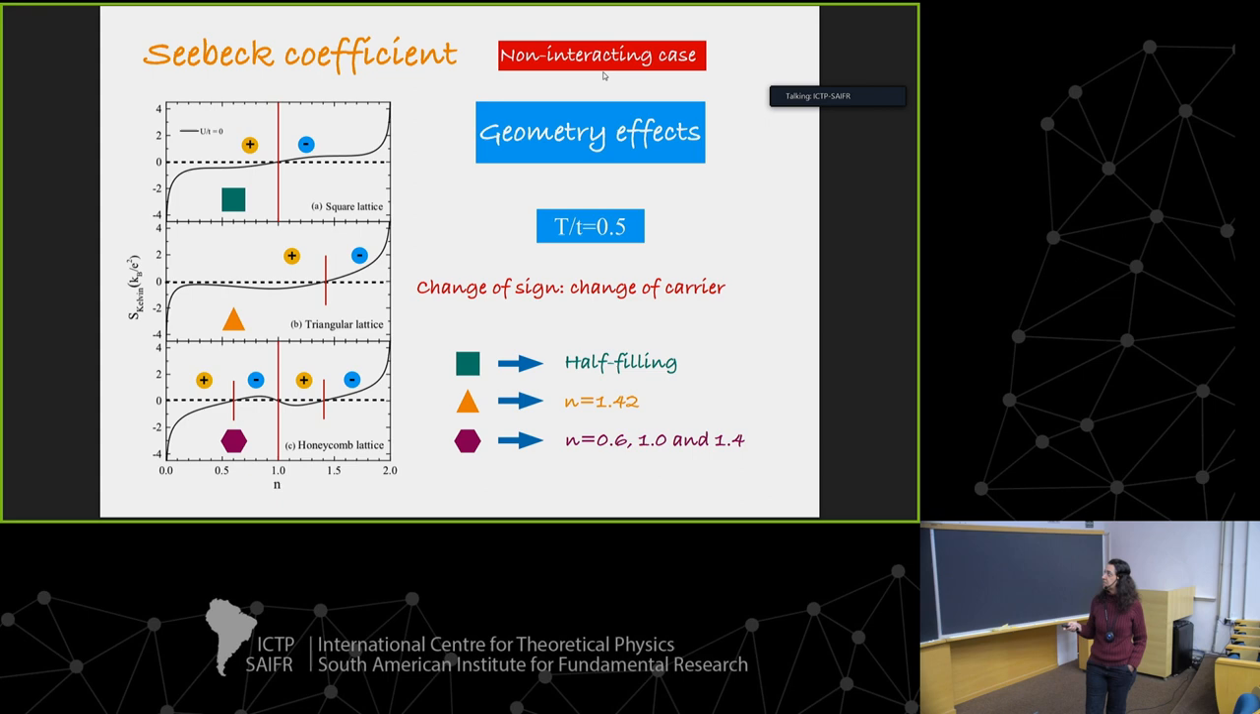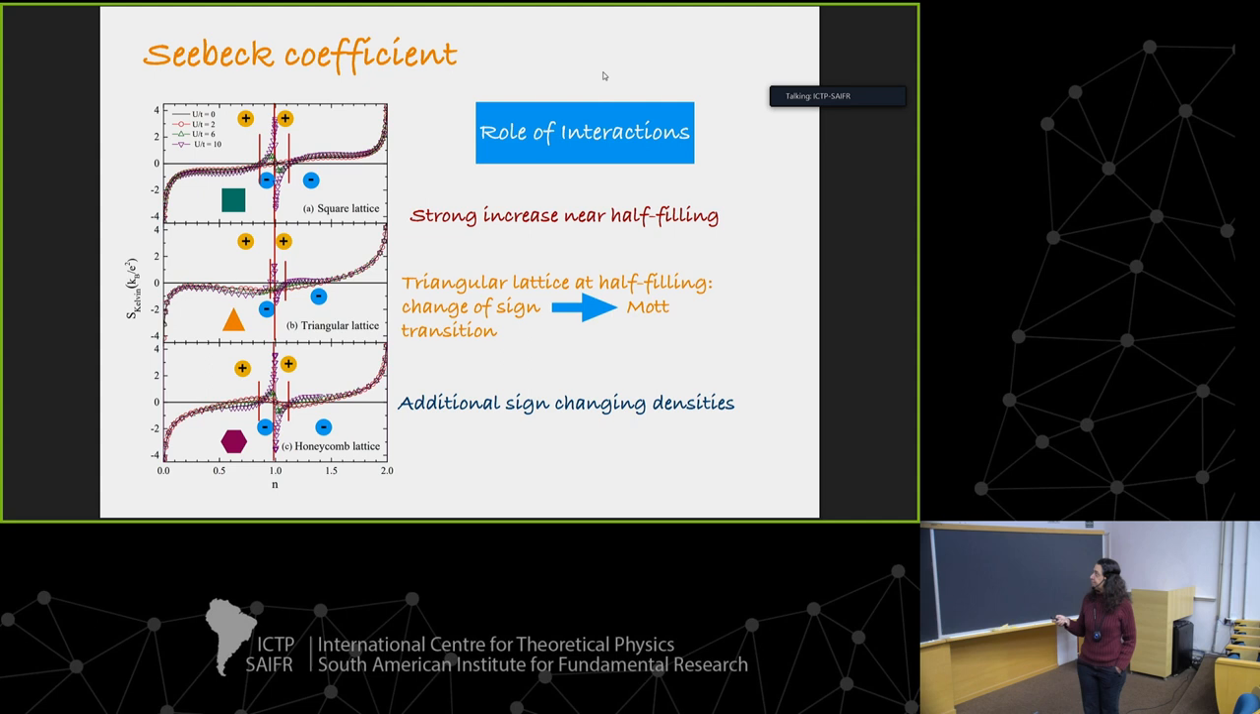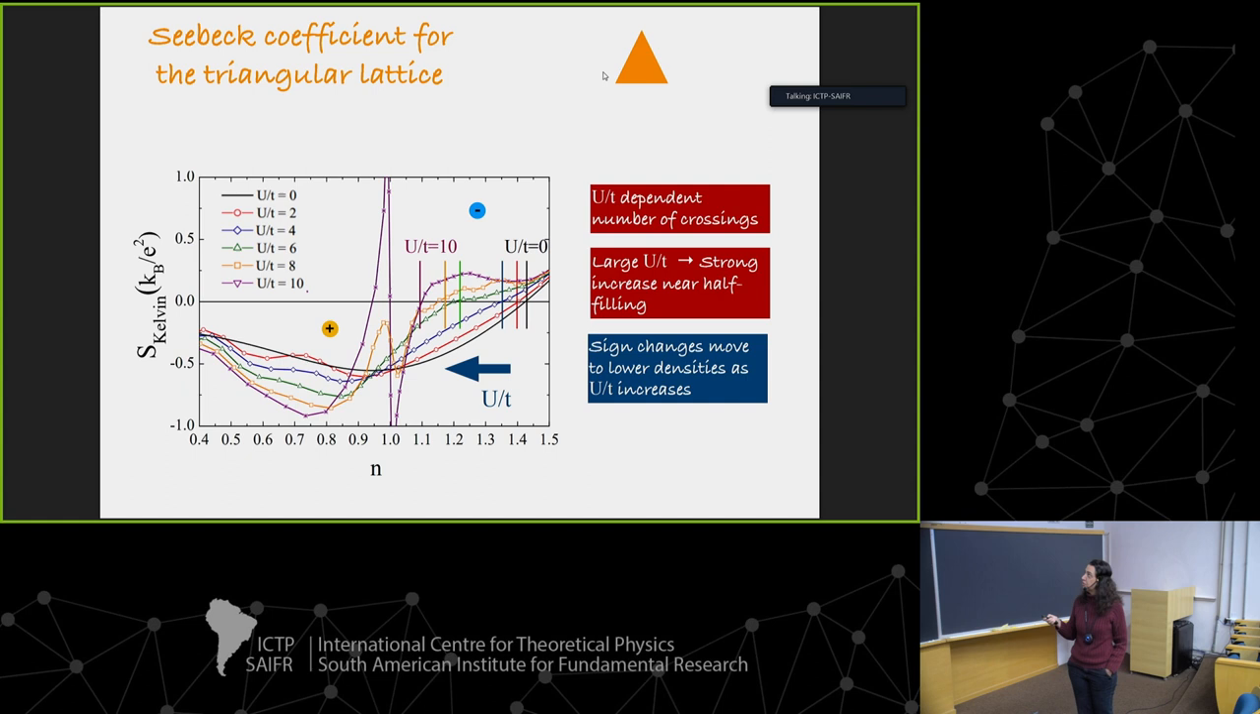So what happens when we turn correlations on in these three cases? The first thing we see is a strong increase of the Seebeck coefficient near half filling. In the triangular lattice, we see extra sign changes that were not present before, and here, additional sign changes with density. As these figures are too crowded, I will look into them in more detail.